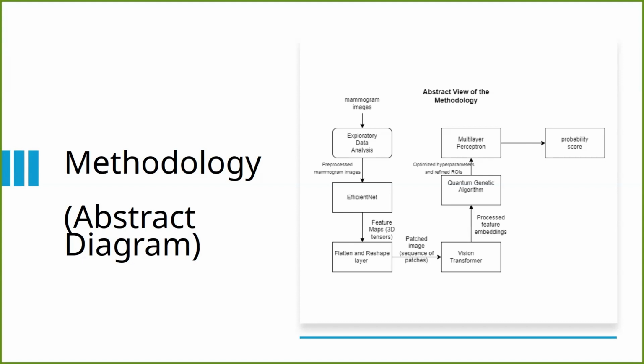embeddings, which are just representations of these vectors, because inside the vision transformer, the sequence of patches are flattened into vectors, which is just a series of numbers, which are then mapped into higher dimensional spaces, which the vision transformer can understand. So these processed feature embeddings output by the vision transformer are then further processed by the quantum genetic algorithm.